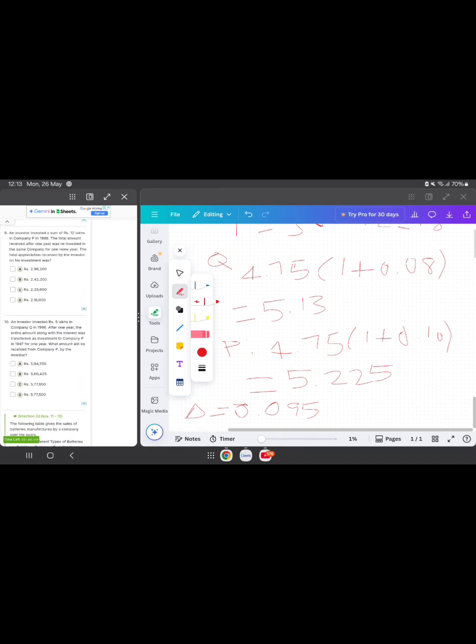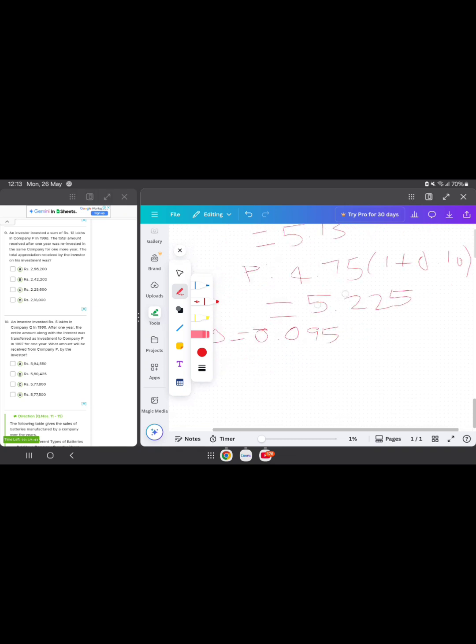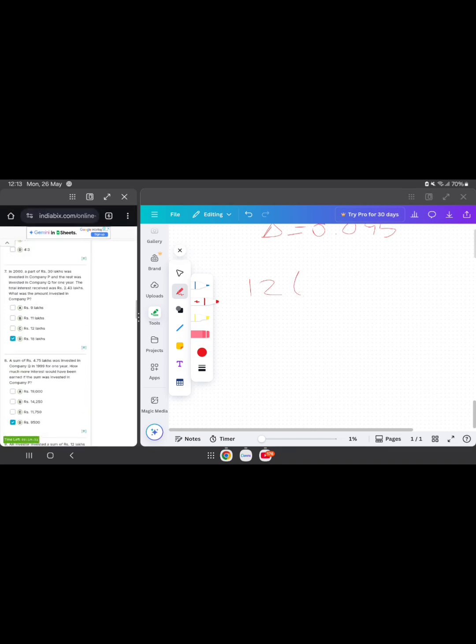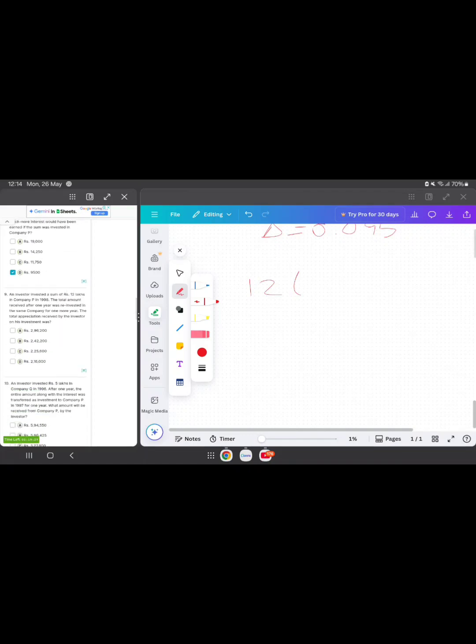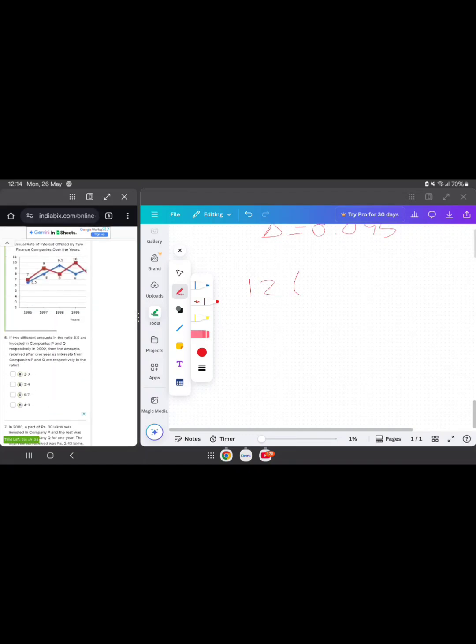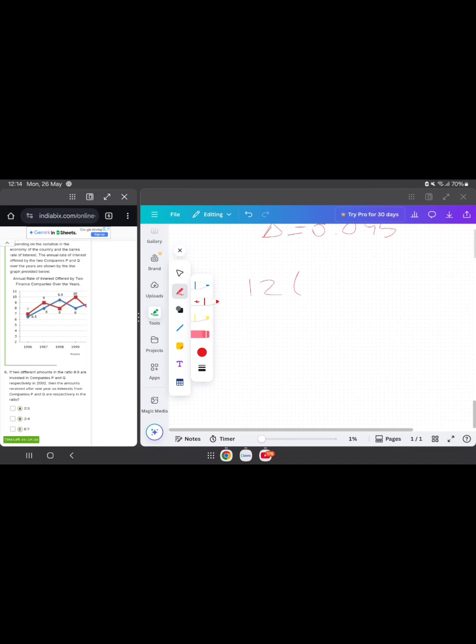Okay, an investor invested a sum of 12 lakhs in company P in 1998. The total amount received after 1 year was reinvested in the same company for 1 more year. The total appreciation received by the investor on his investment was... okay, let's do this. We know that 12 lakhs were invested in 1998 in company P. The interest rate for company P in 1998 was 8%, so multiply by 1 plus 0.08.